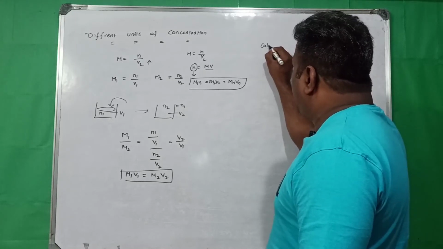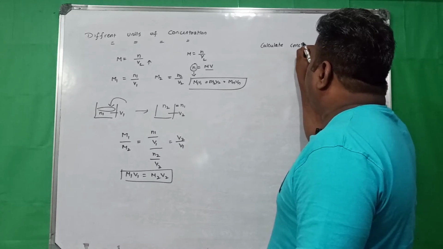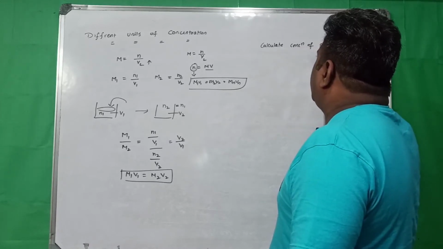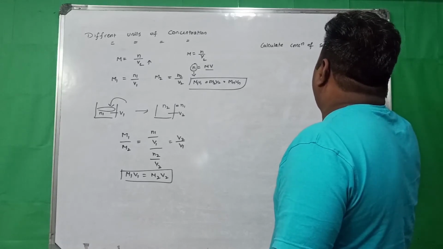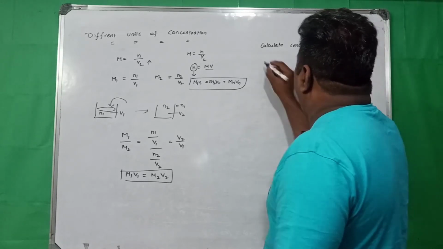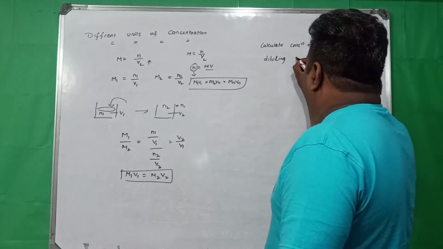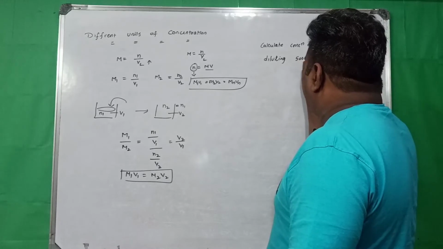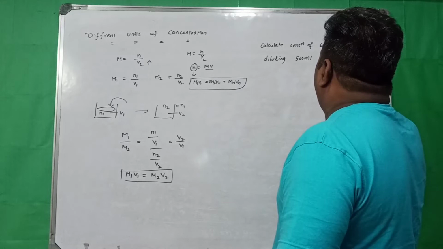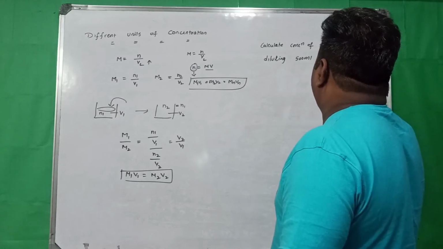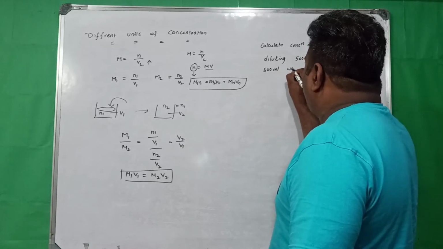Calculate the concentration of solution prepared by diluting 500 ml 0.2 molar solution with 500 ml water.